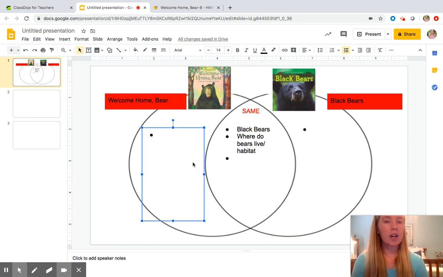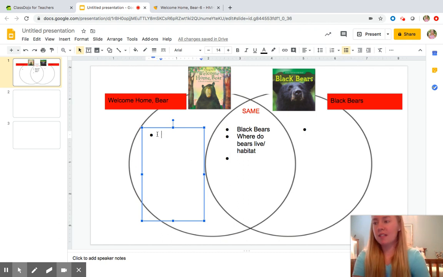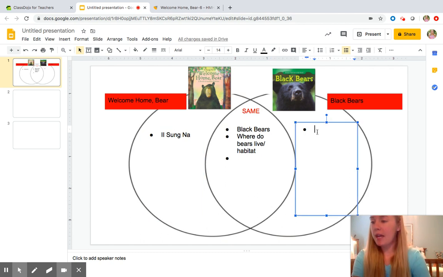Now let's start talking about what's different about each story. So start thinking, what do you think we could add that is different about each story? One thing I was thinking was, are they written by the same person? No, they're not written by the same person. This story was written by Sung Na. And this story was written by Joanne Mackin. So they're both written by different authors. What else?